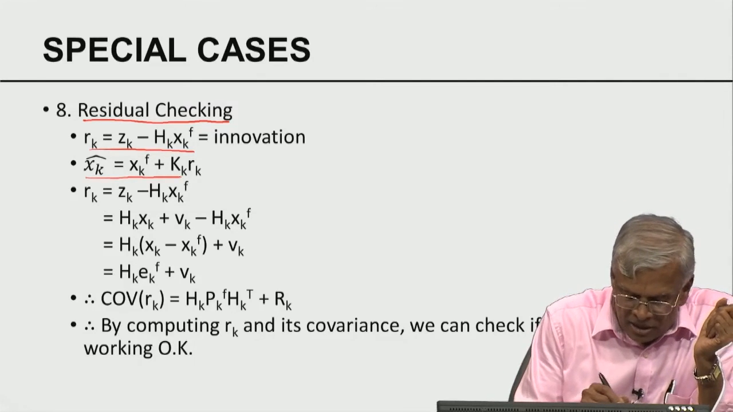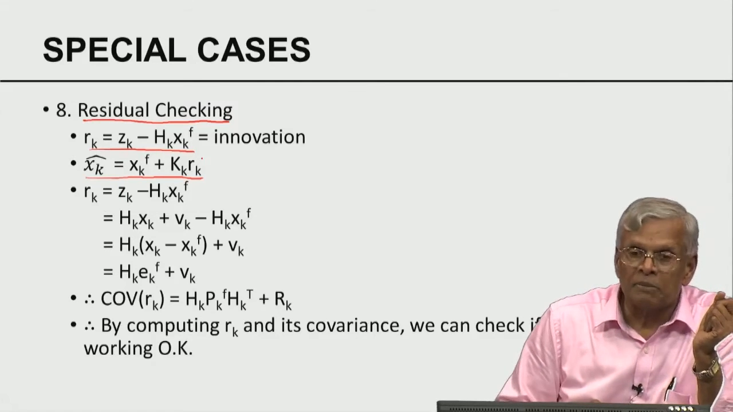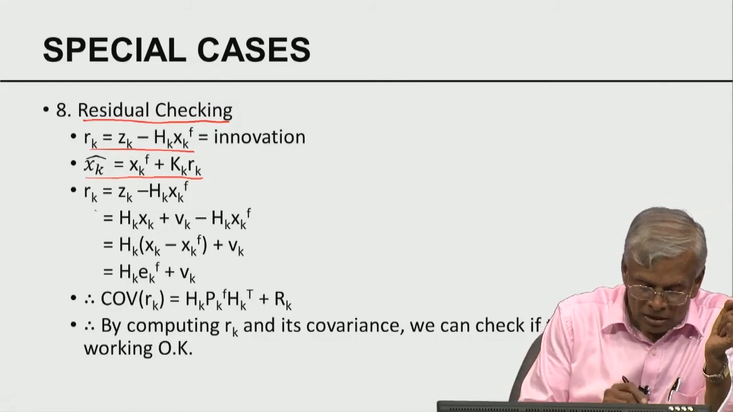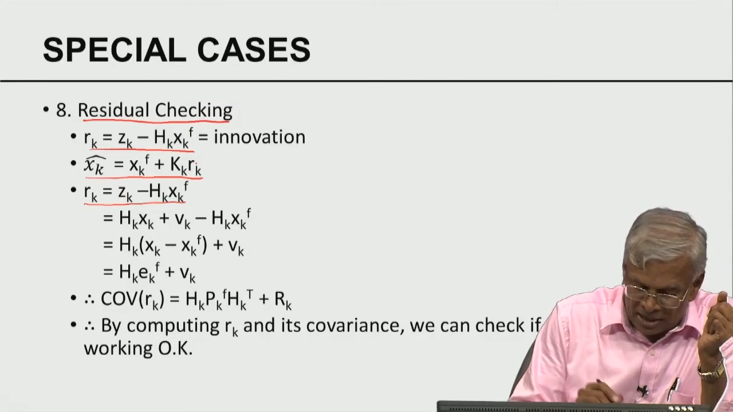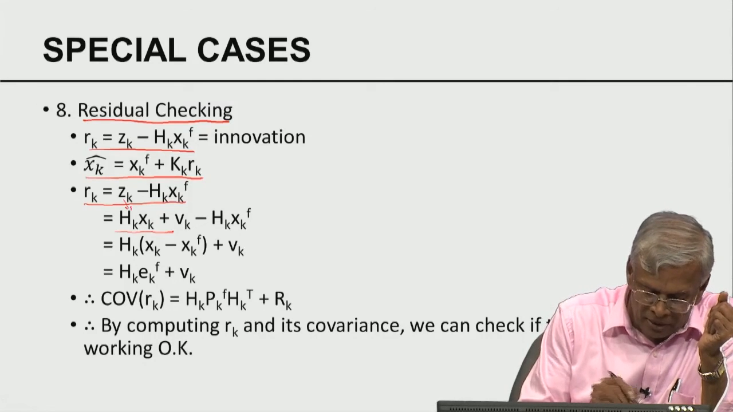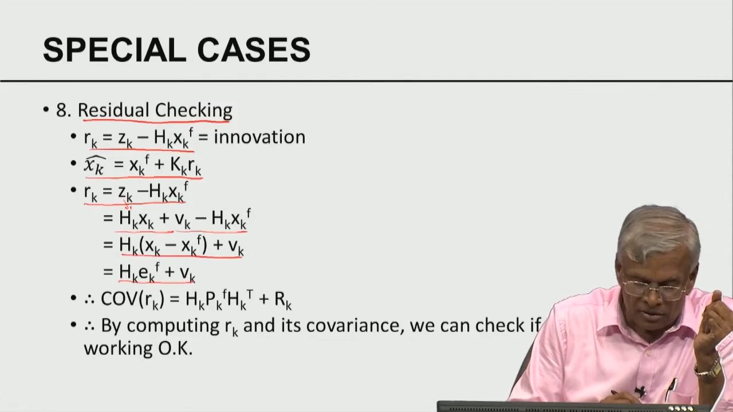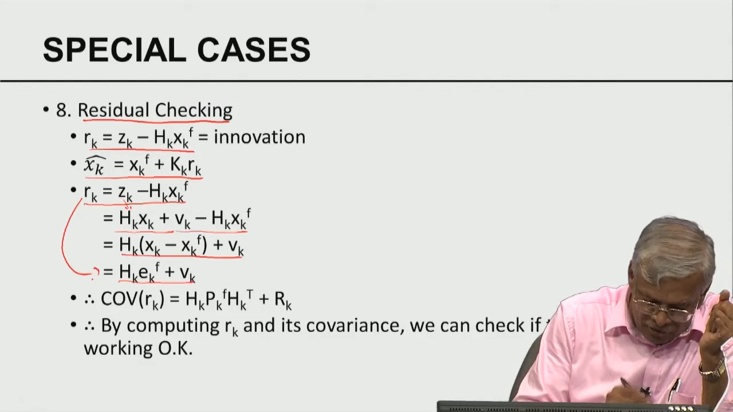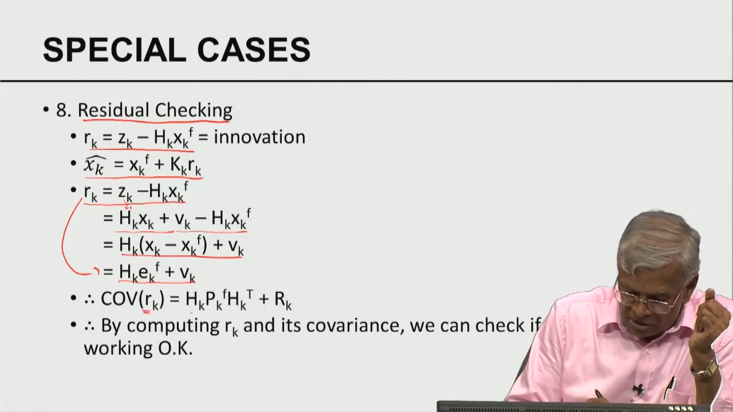Xk hat is given by this. The Kalman filter equation is the forecast plus Kalman gain times the innovation. Therefore, rk is equal to zk minus Hk xf. I am going to substitute for zk from here. I have the forecast, it can be rewritten like this. Therefore, the residual has this equivalent expression. The covariance of the residual is given by this.